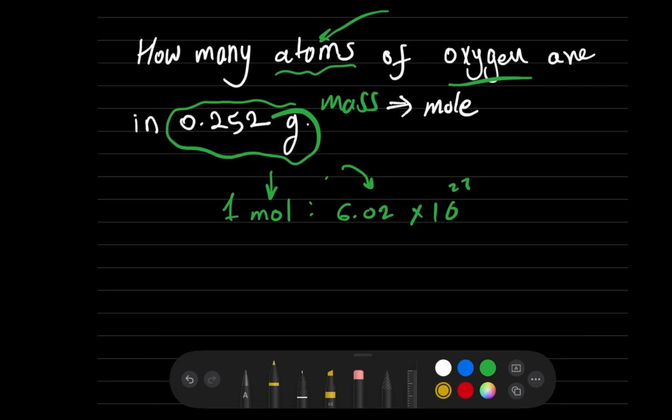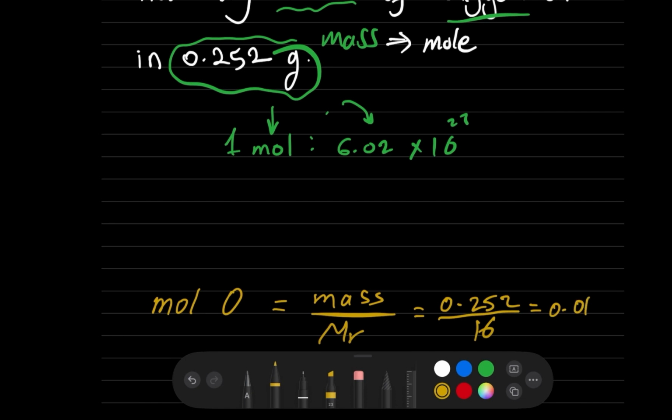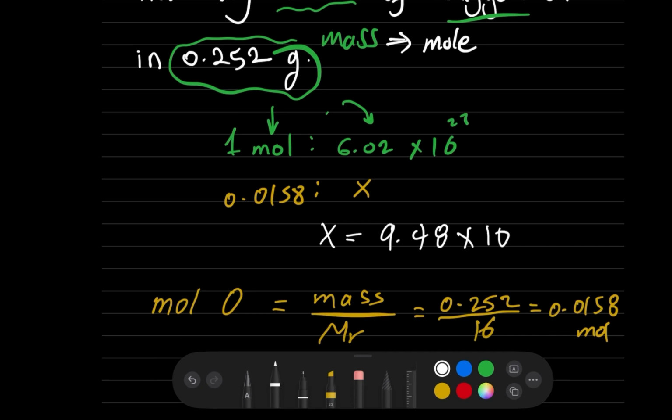So at this point, we can say, all right, the moles of oxygen are equal to mass over molar mass. The mass is equal to 0.252 over 16, which is from the periodic table. And then the answer is equal to 0.0158 moles. Here, 0.0158, and then just put X under the number of atoms. Then X equals 9.48 times 10 to the power 21 atoms. So this is the number of oxygen atoms at this point.